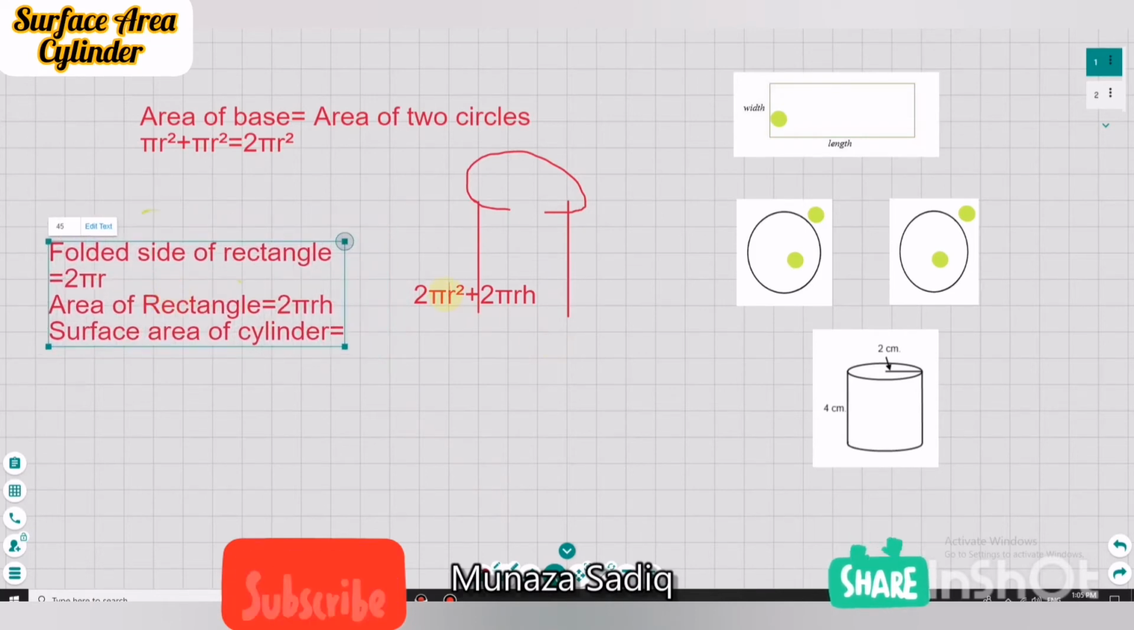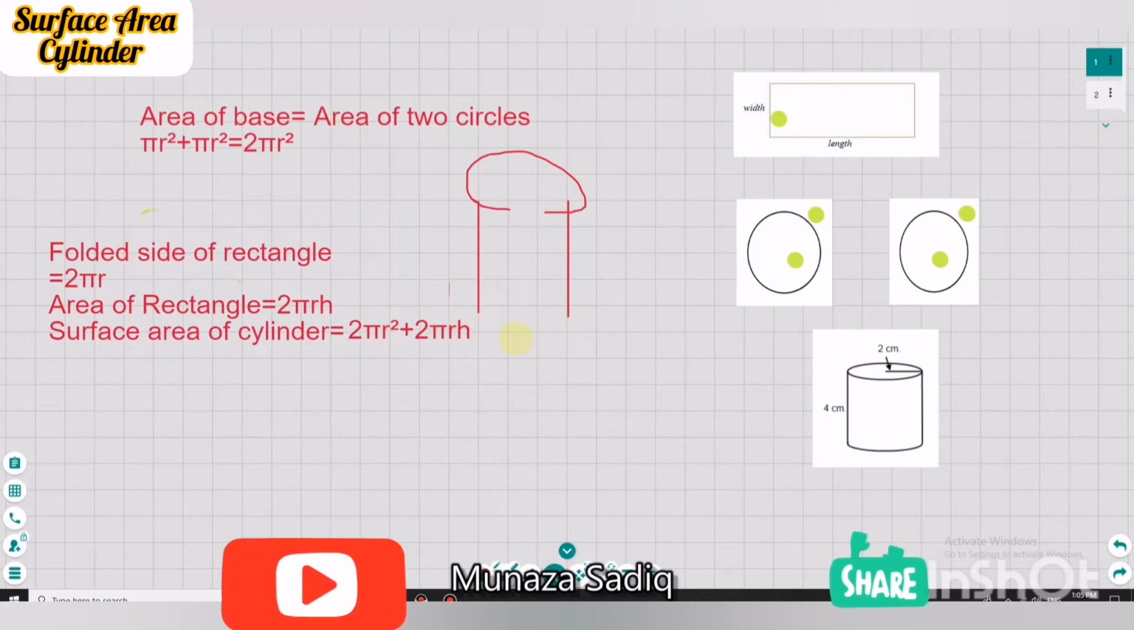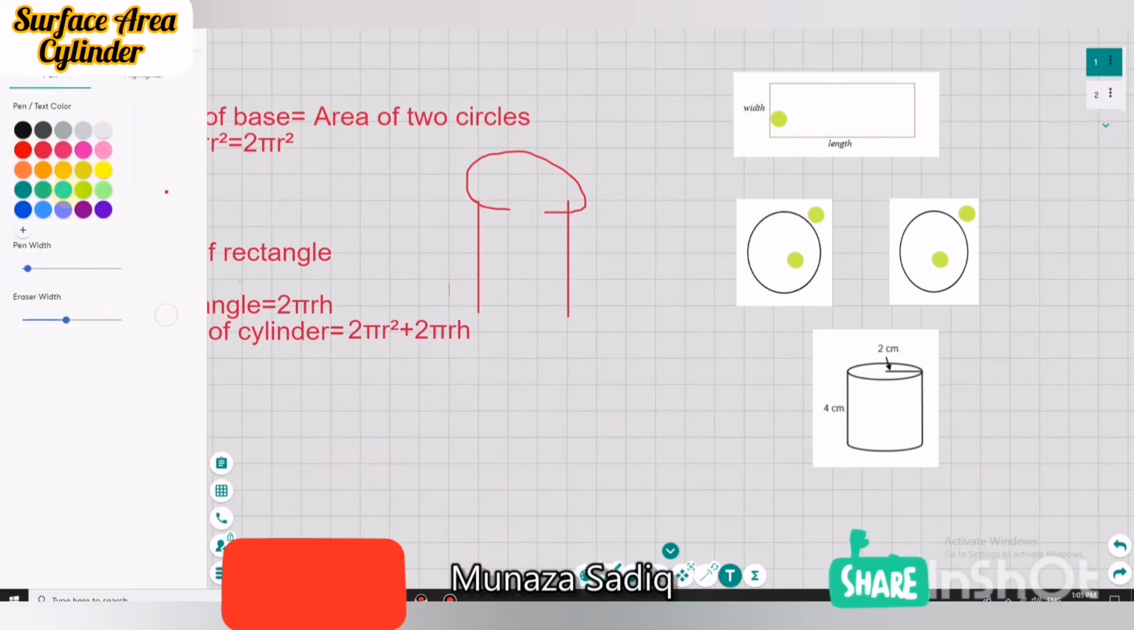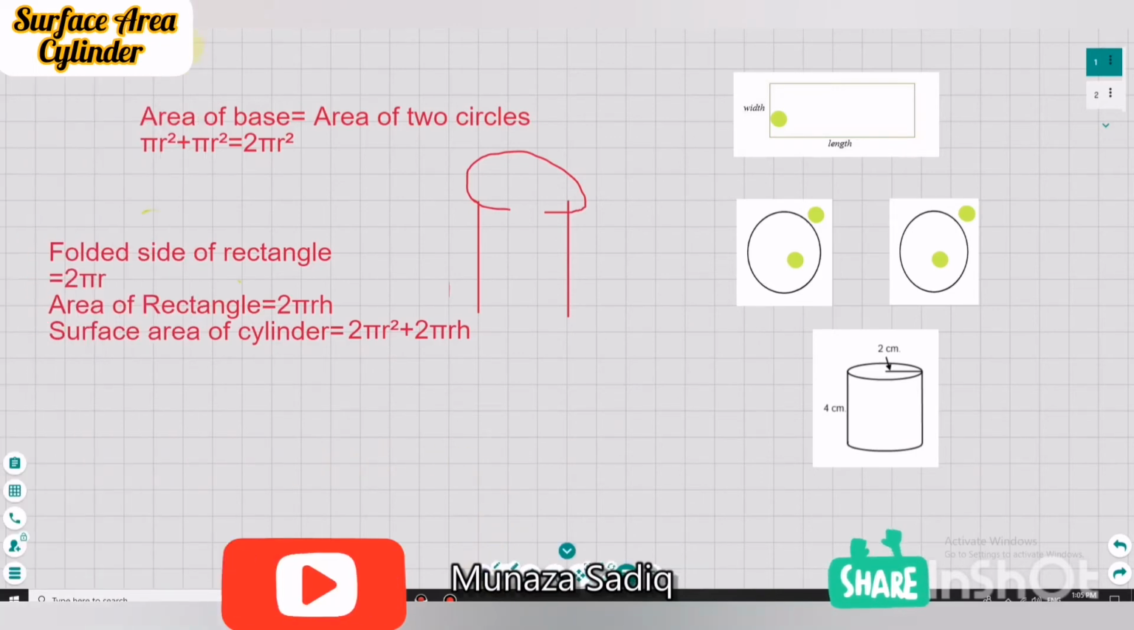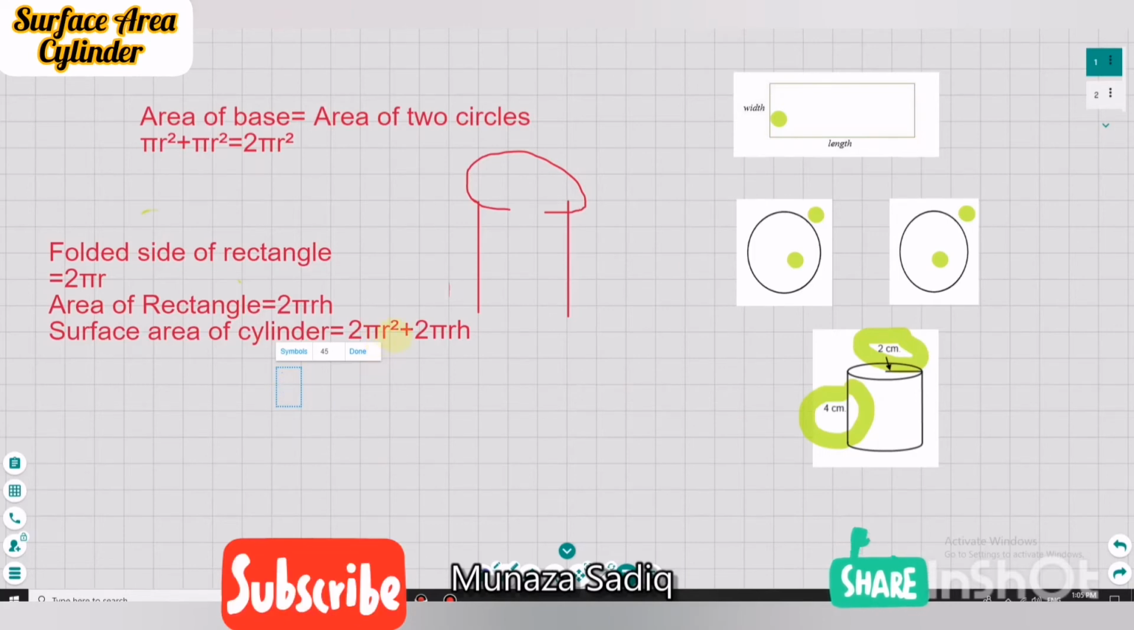And now this one is a cylinder. To find the area of this cylinder, we just substitute the values of the cylinder which are given. Our radius is 2 centimeter, and 4 centimeter is the height of the cylinder. So we place the values in this formula: 2 pi r square, pi value is equal to 22 by 7. The r value you will place 2 centimeter and then square, same in 2 pi r h. This is the way to find the surface area of a cylinder.